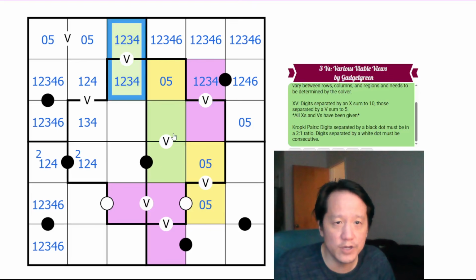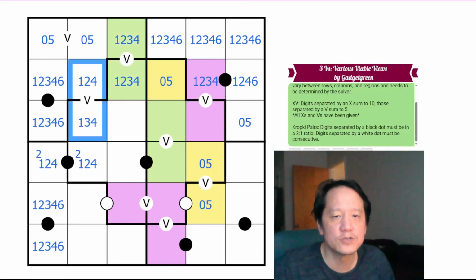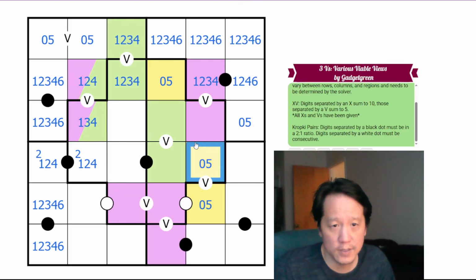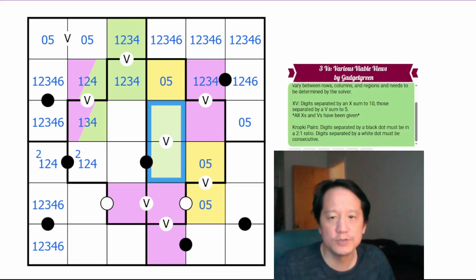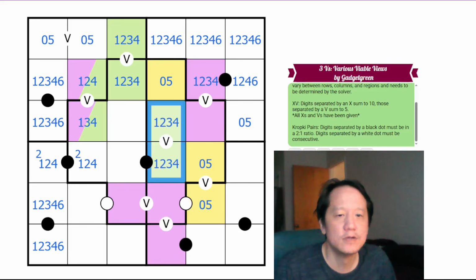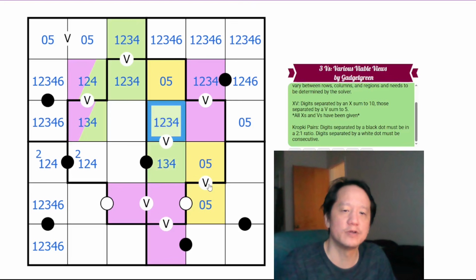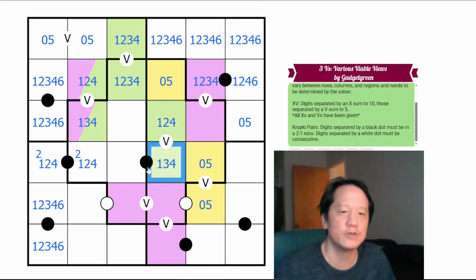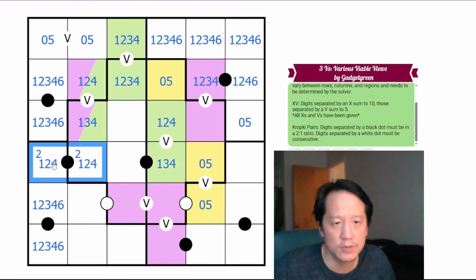These are the green adding up to 5. This is green or pink. We're not sure which. This is 1, 2, 3, 4 here. 2 cannot be here because, and therefore this can't be 3, because one of these is 2 here.